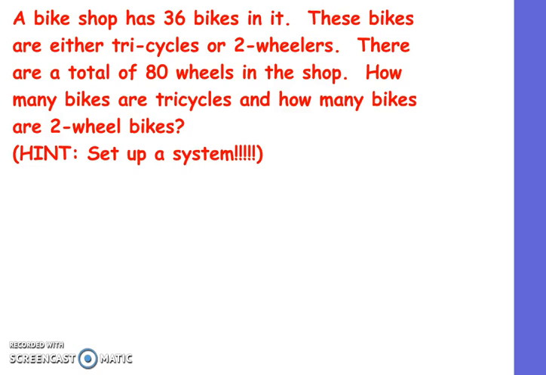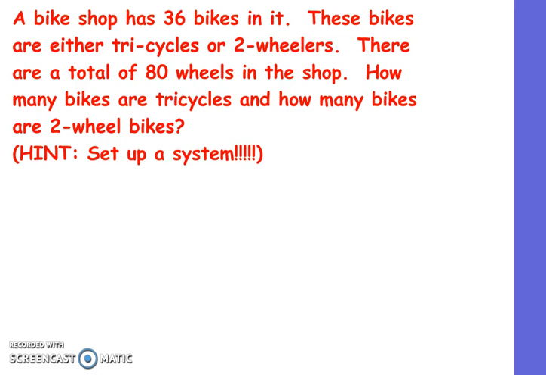Okay, let's do a word problem with systems. It says a bike shop has 36 bikes in it. These bikes are either tricycles or two-wheelers. There are a total of 80 wheels in the shop. How many bikes are tricycles and how many bikes are two-wheelers?